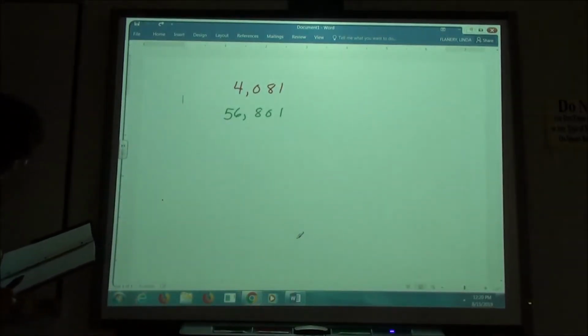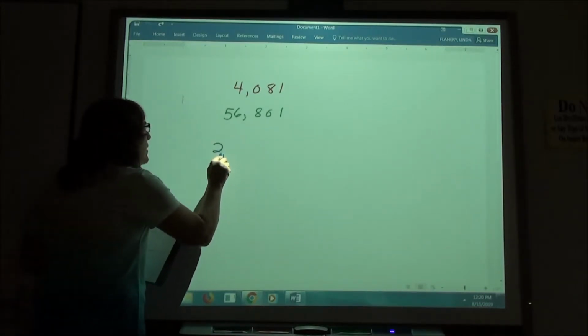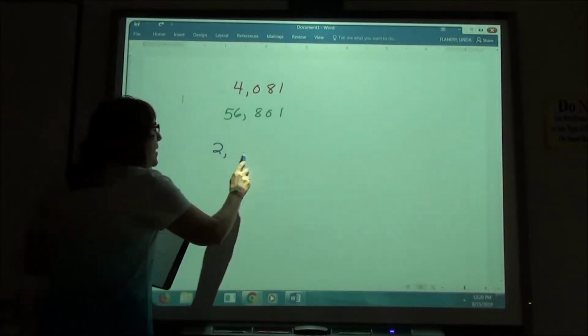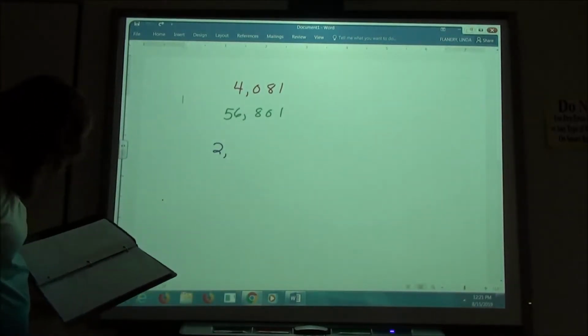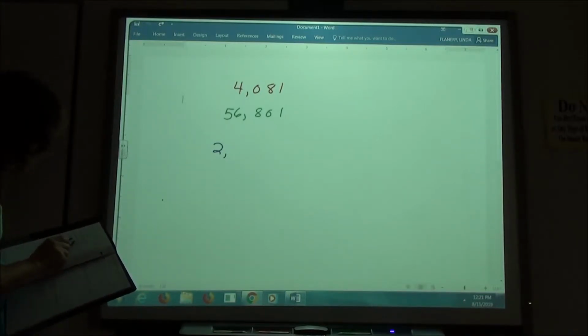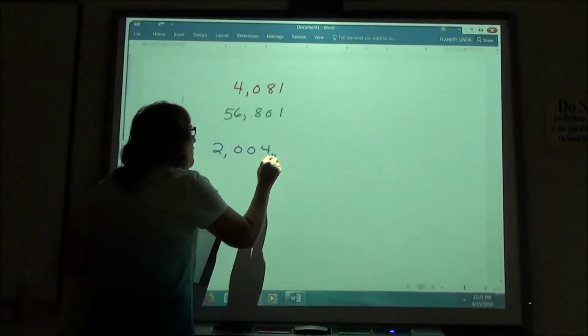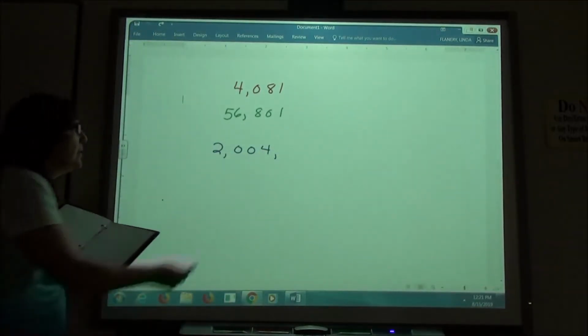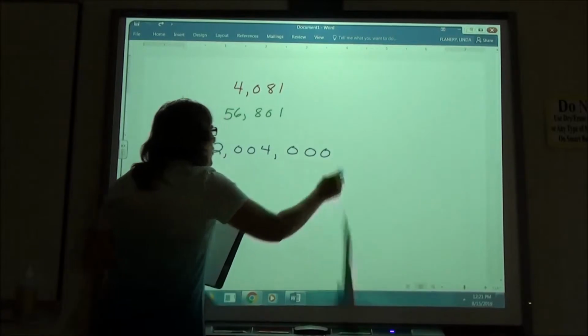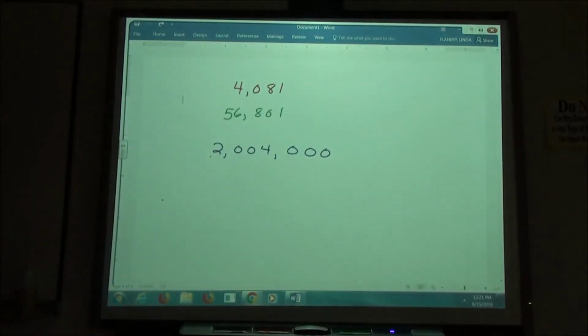The next one, number 10, write the number for 2,004,000. So 2 million would start here in my thousands place. I don't have any hundreds or tens, I just have the 4 in the thousands place. Nothing here in the hundreds, the tens, or the ones. Here's my 2 million, here's my 4,000, so 2,004,000.